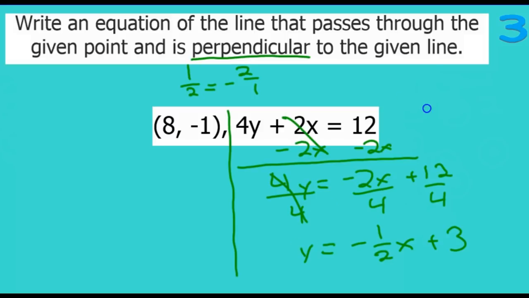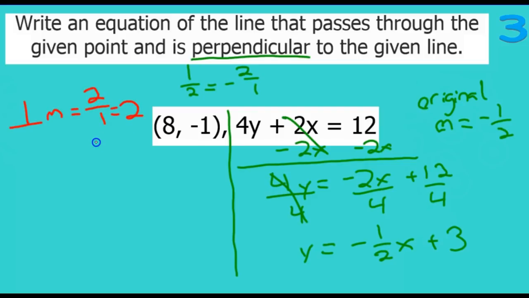So our original slope here is negative 1 over 2. Now if we are doing the perpendicular slope, we need an opposite reciprocal. So the opposite of a negative would be a positive, and the opposite of 1 over 2 is 2 over 1, or just 2. So our slope would be 2.